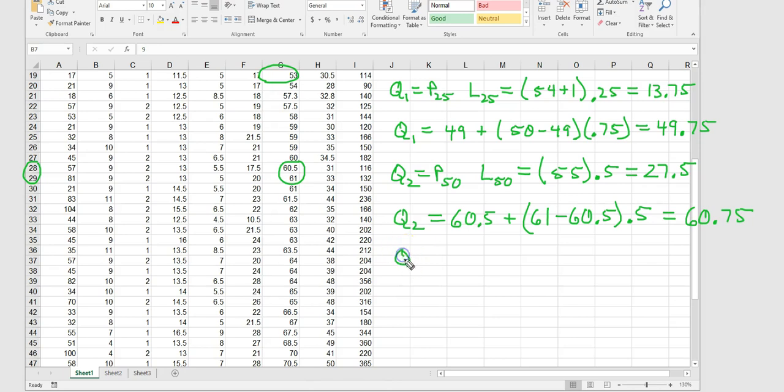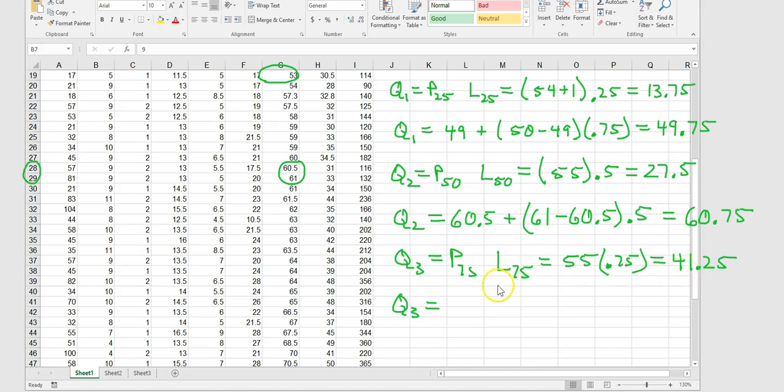Now for Q3, that is going to be P75. We first need to calculate our L. So L75. That's going to be 55 times 0.75. And that comes out to be 41.25. And so Q3 is going to be 25% of the way between the 41st and 42nd score.